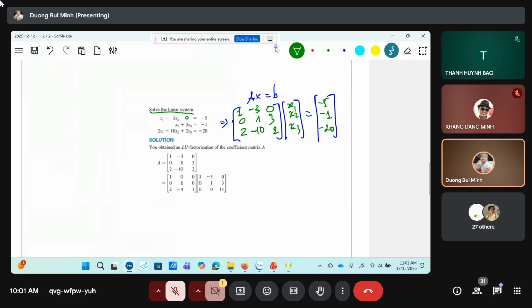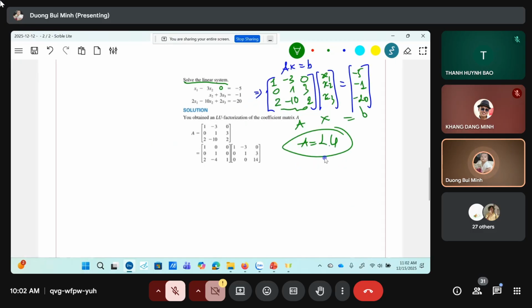Am I correct? If I have some mistake, okay, please remind me. Okay, so now this is A. This is matrix X, and this is matrix B. Of course, we can apply Gaussian elimination, you get the result directly. Okay, but now we try to use factorization of A, that's A is L times U. So now we know A: 1, -3, 0, 0, 1, 3, 2, -10, 2.